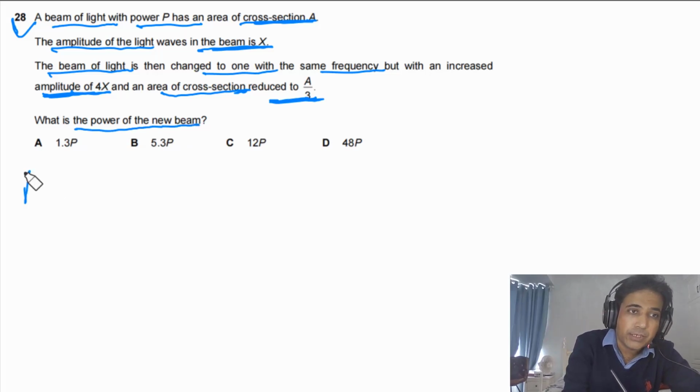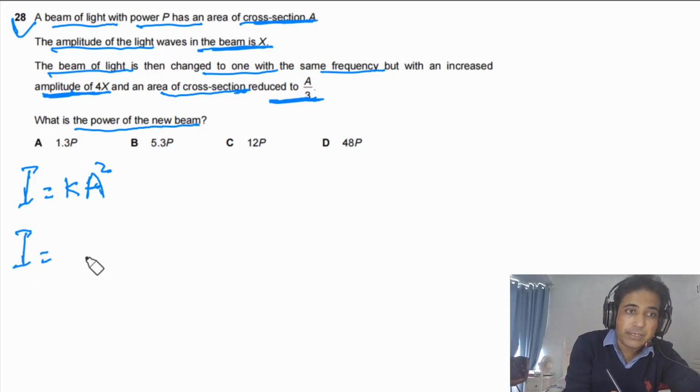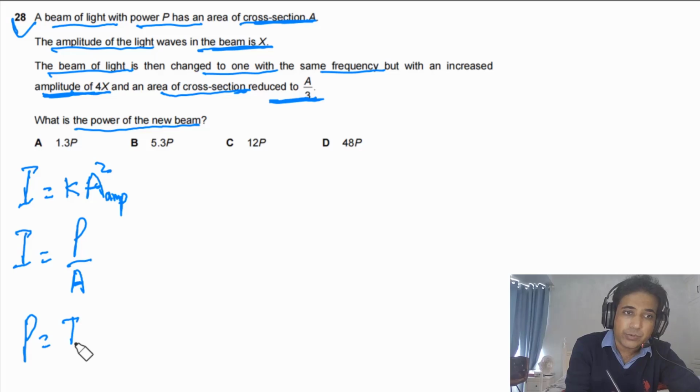First of all, we need to understand that intensity is equal to K times A squared, amplitude squared. Frequency is constant, other variables are constant, so intensity is equal to K times A squared. And intensity is also equal to power over cross-sectional area. This A is representing amplitude, we can say AMP, and this one is cross-sectional area. From here we can say that power is equal to intensity times cross-sectional area.